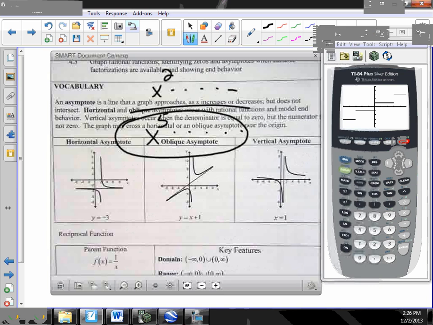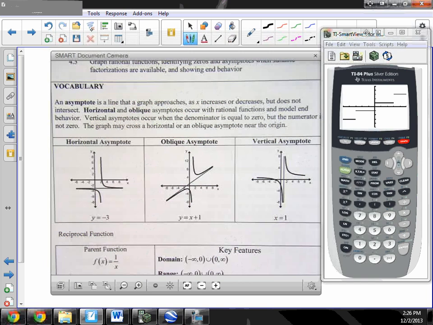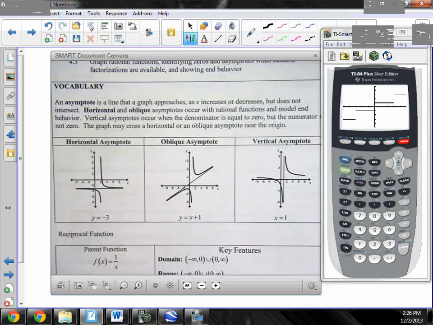Okay, so how do you tell? It's actually really easy. You just need to memorize this chart that we're going to show you. So turn the page.